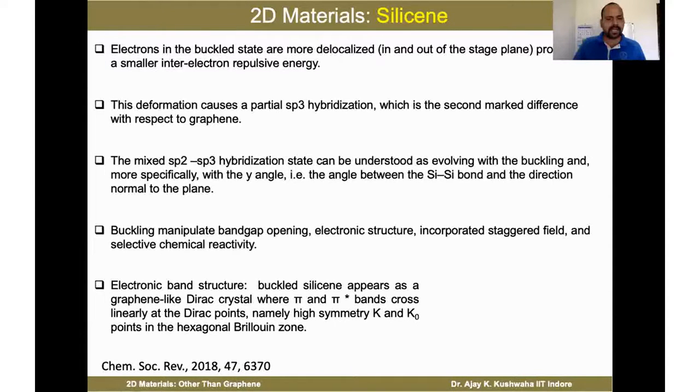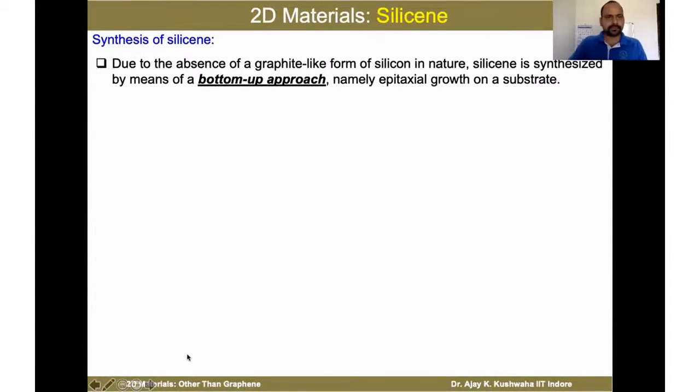So now, how can we synthesize silicene? Because we don't have any layered structure as we have in the case of graphene, we have to synthesize it in the laboratory by adopting a bottom-up approach.